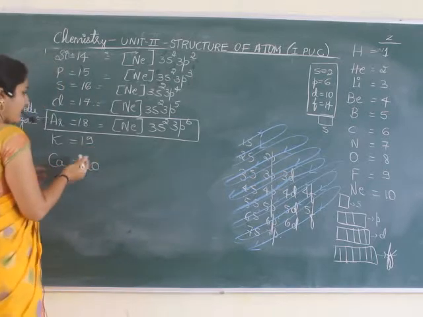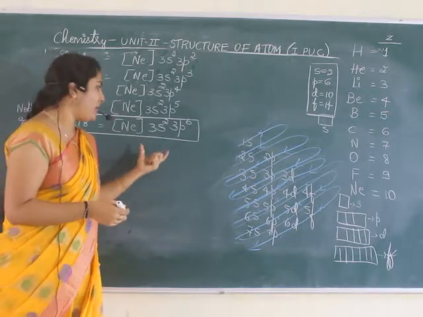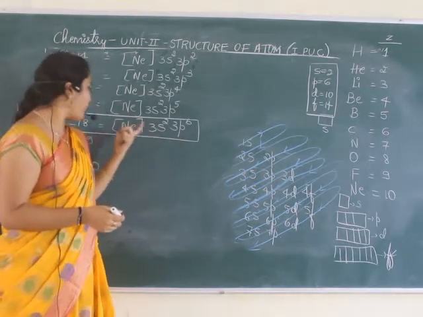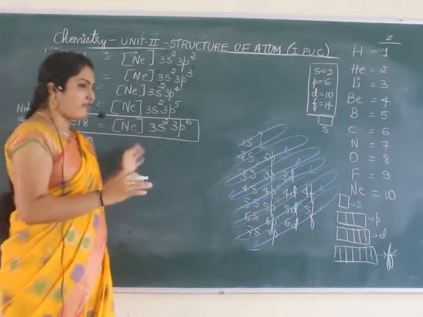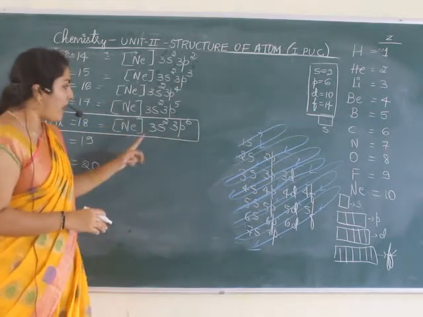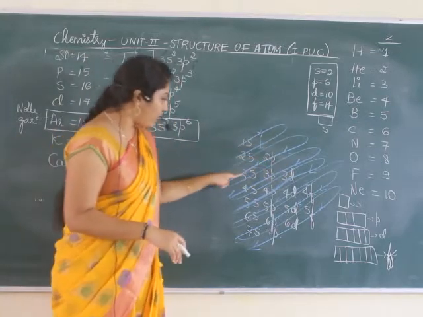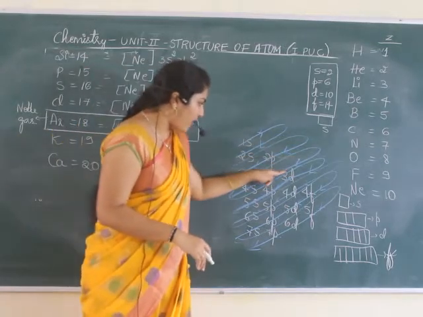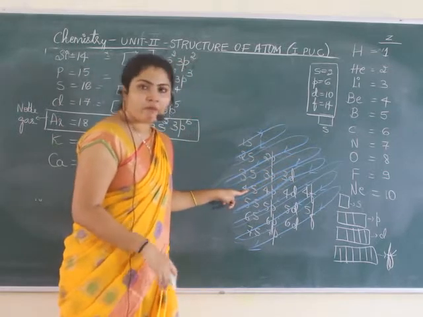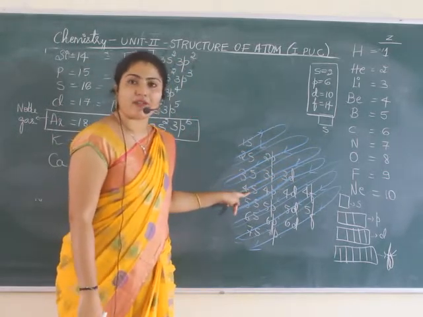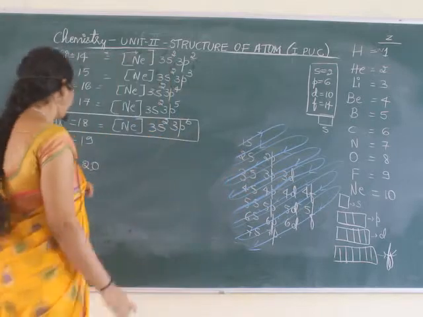Now next, when I start writing for potassium, I will complete this. That means total of how many? 18. And after 18 we will go on filling. After 3p, which one do I have to write? 1s, 2s, 2p, 3s we finished. Next we finished 3p. Next comes 4s. So I have to fill the electrons in the 4s orbital, right?